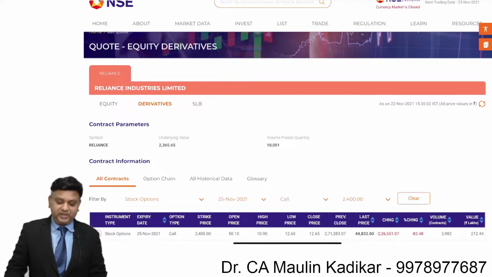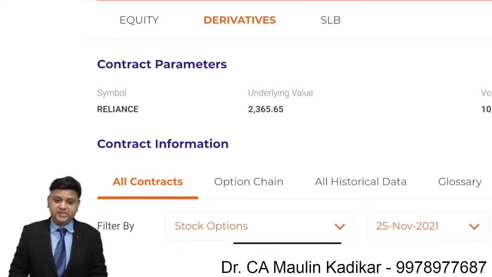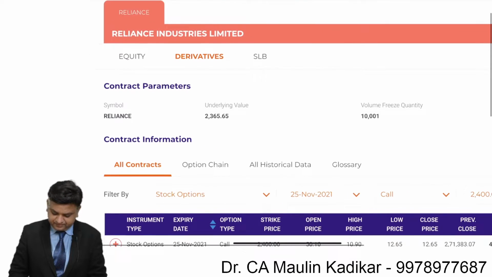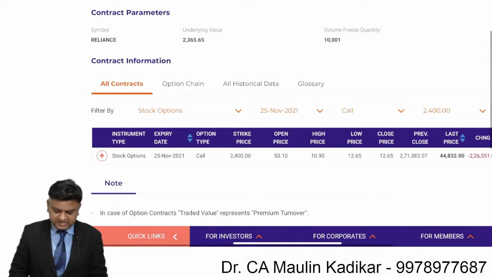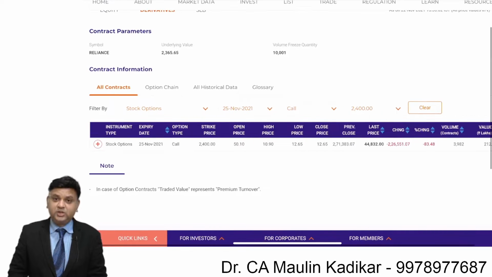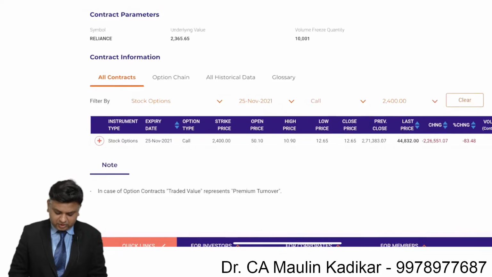See, understanding one important quotation of the stock derivative in that option. The security that I have selected is once again Reliance. The price of the security in the spot market is 2365. That is a spot price. You can see that we are in the stock option. It is going to expire on 25th of November. Call option and another put option is also there, but we are focusing on the call option.